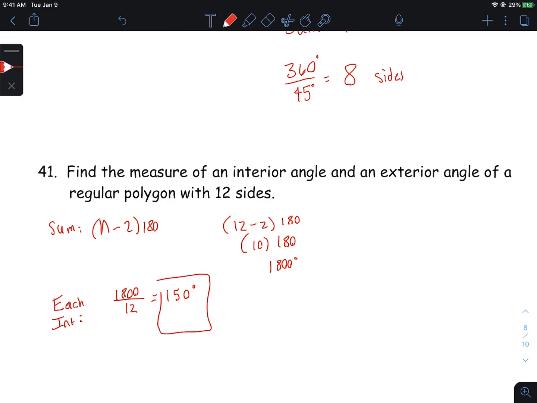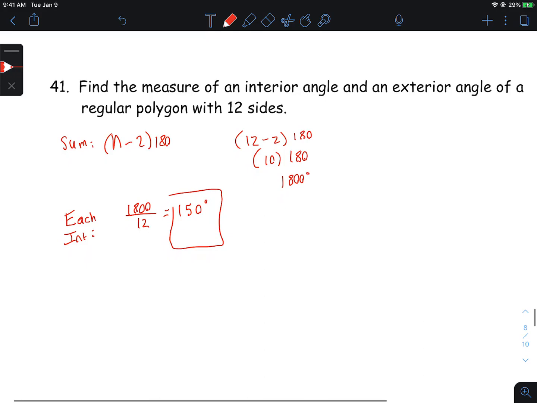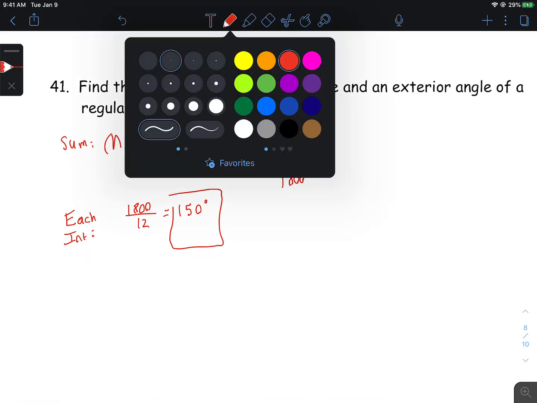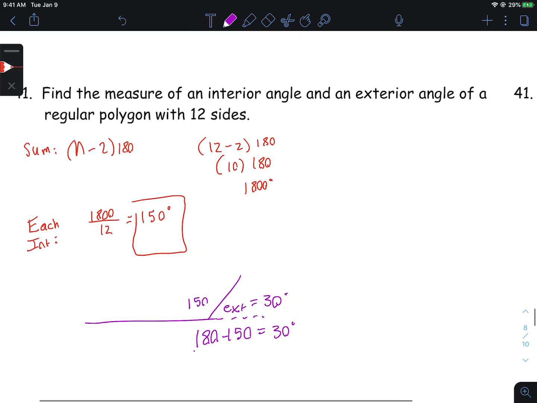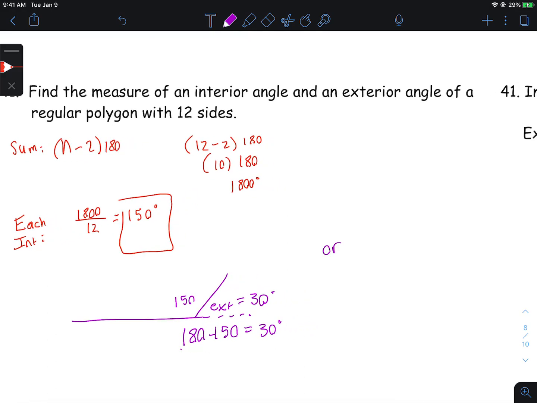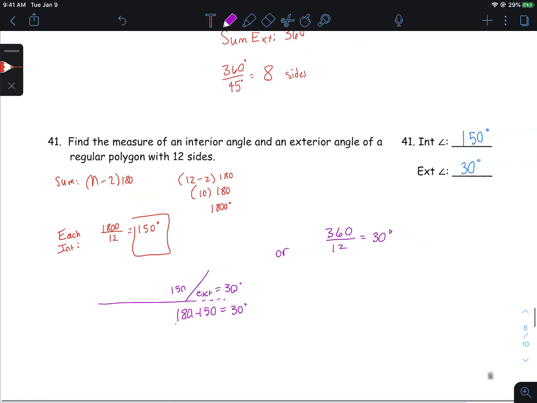So there's that part right there. Now, there are two ways you can get the exterior angle. Don't forget, an interior angle of 150 degrees needs to be supplementary to that exterior angle. So we could just do 180 minus 150 and get 30 degrees. So each exterior angle is 30 degrees. Another way you could do it is to do 360 divided by 12 sides, and that would get you 30 degrees as well.